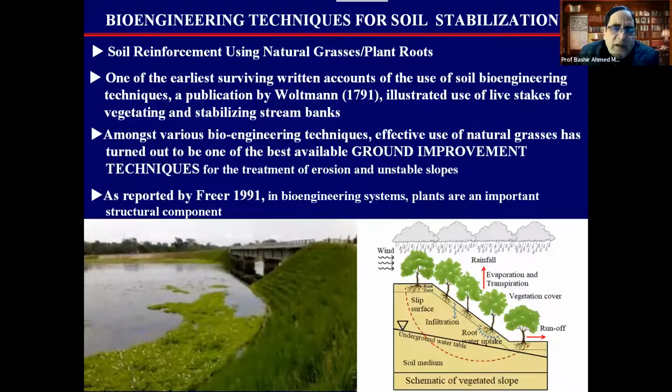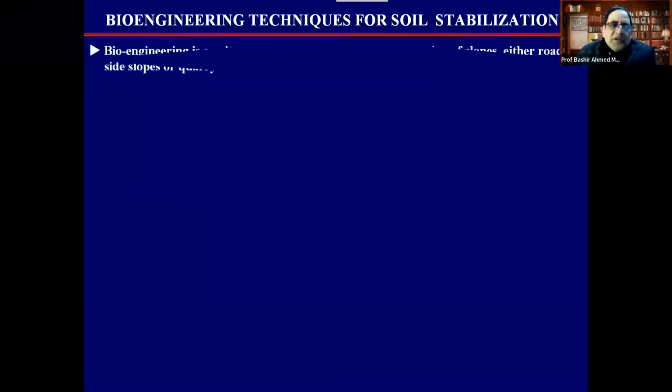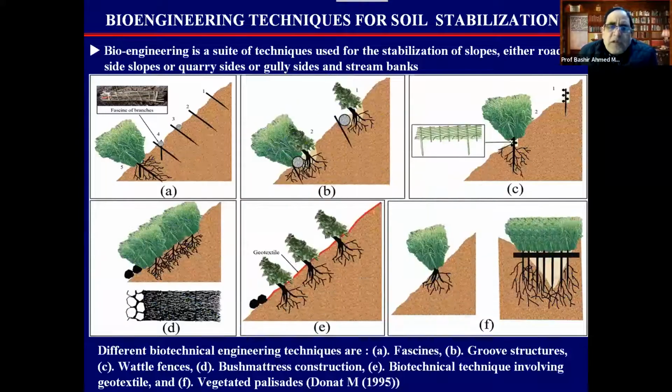As reported by Freer in 1991, in bioengineering systems plants are important structural components. Likewise, these are some of the various biotechnical engineering techniques we can have, where you dig a hole, put the plant into the soil, and fill it with soil. These are the various techniques people follow for the safety of slopes and erosion control.